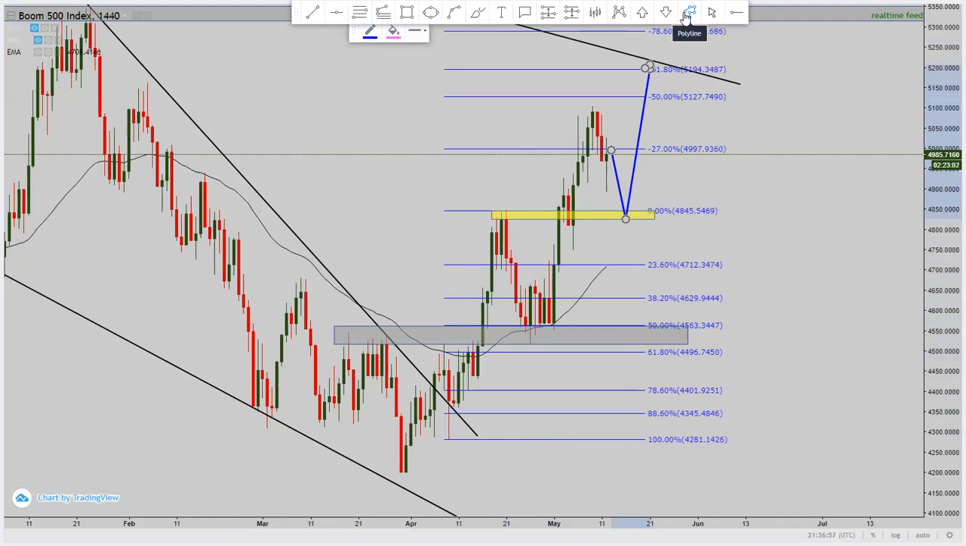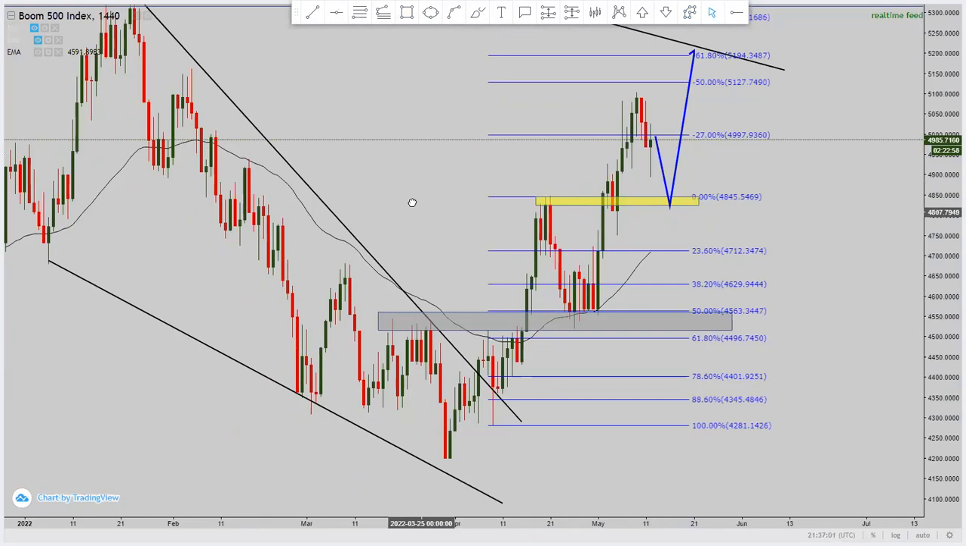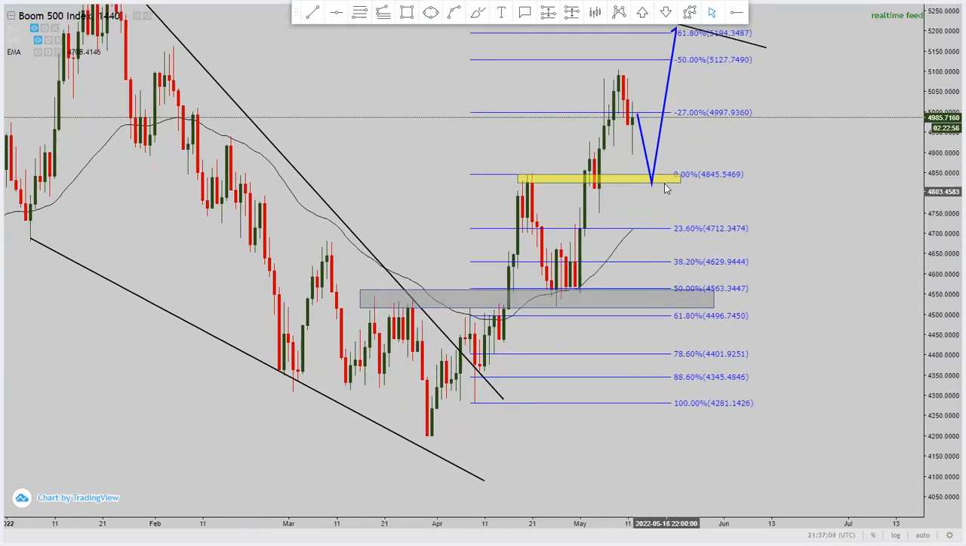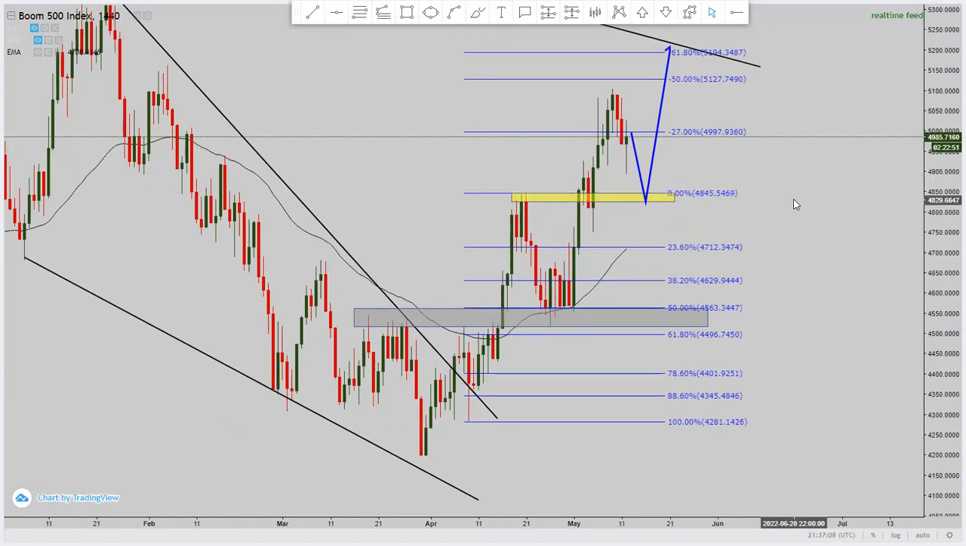So basically, I'm simply going to be taking buys only on the Boom 500. I'm expecting price to come lower, then continue going up.